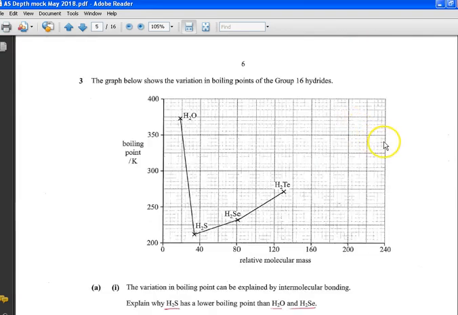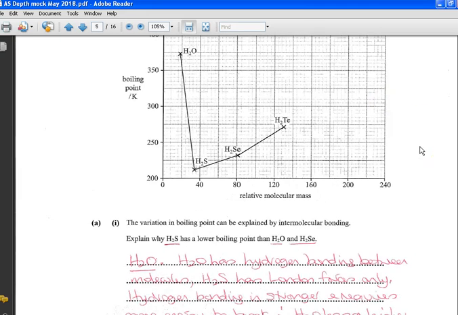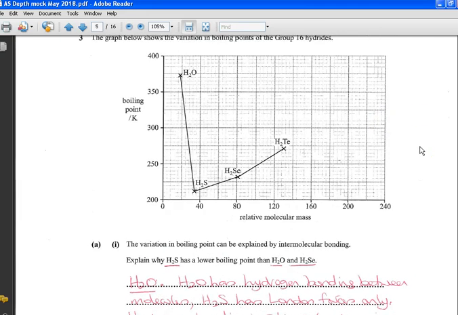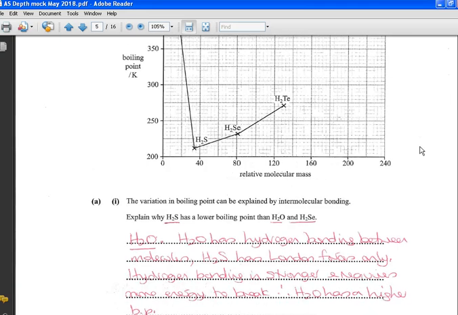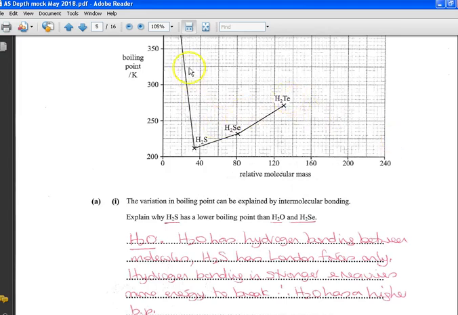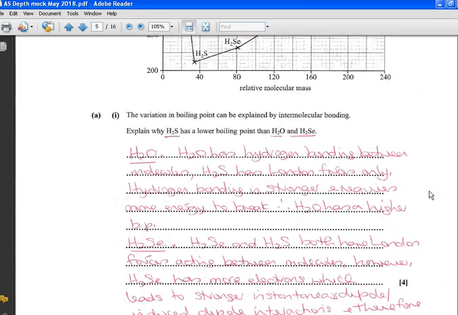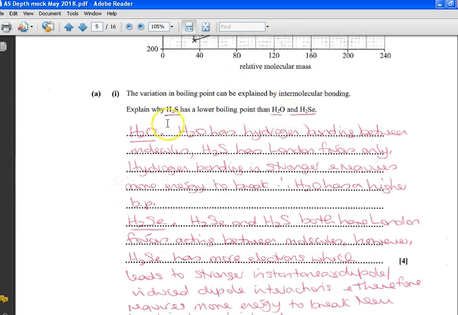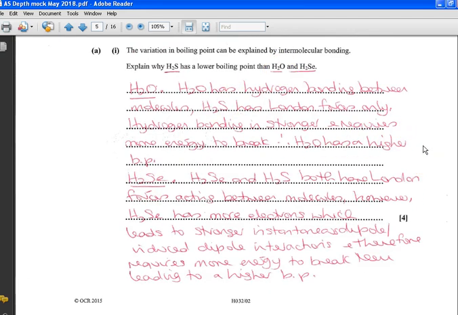Okay, number 3, graph here showing us boiling points and relative molecular mass of molecules. So this is definitely going to be about intermolecular bonds or forces, because these are all molecules. You're asked to explain why H2S has a lower boiling point than H2O and H2Se. The easiest way to do this is to break it into 2 parts. Look at H2O and compare it to that, and then look at H2Se and compare it to that. And then you're actually covering the whole question.